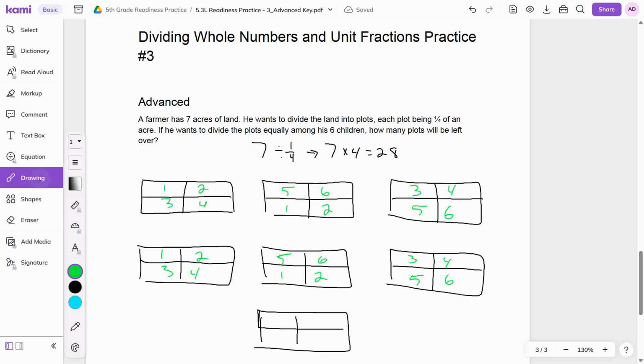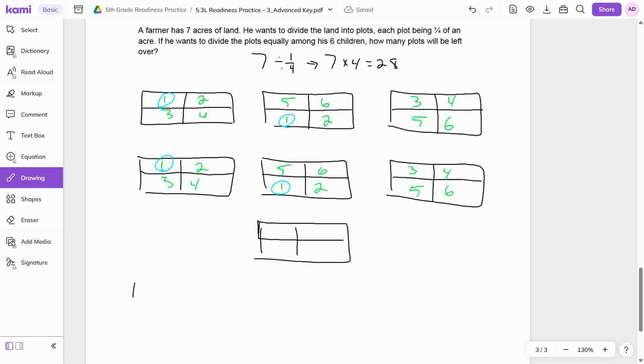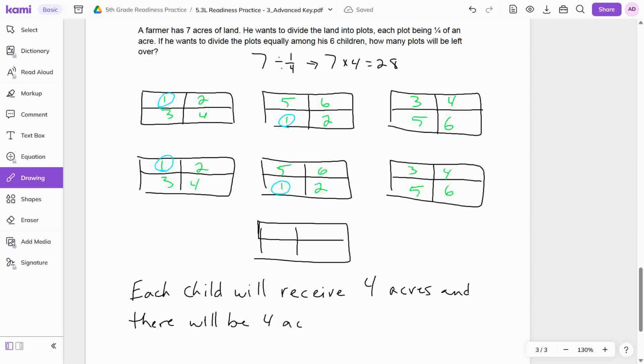Okay, so if I look for each kid, right, I see 1, 1, 1, 1. Each kid's going to get 4 acres, right? So we can say that here. Each child will receive, we don't really need to know this, but we'll go ahead and just put all the information in here. 4 acres. And here's the most important part. There will be 4 acres, that whole last acre, left over.